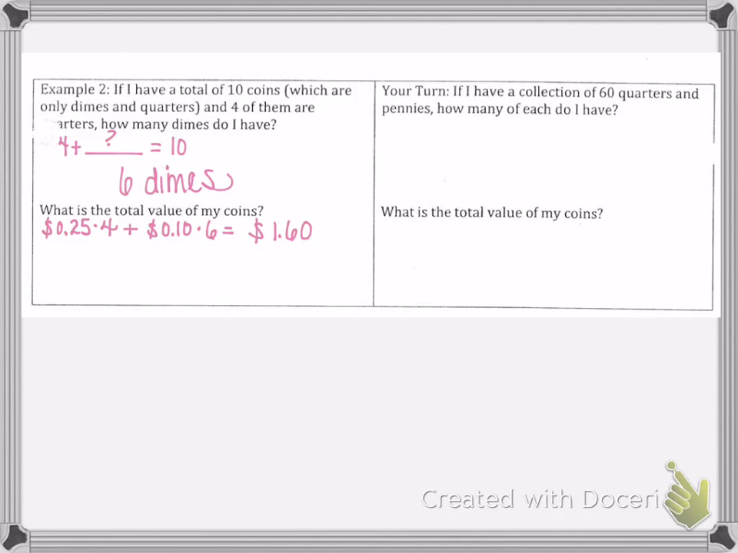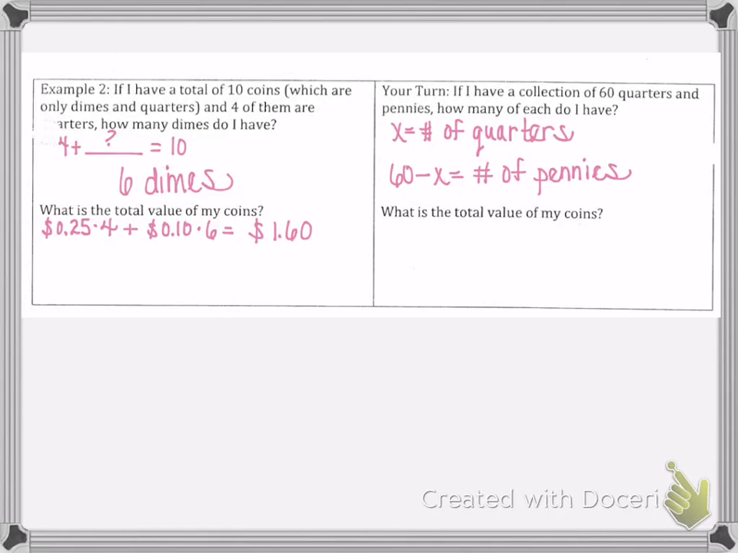Try the your turn. If you have a collection of 60 quarters and pennies, how many of each do I have? So if I make X my number of quarters, that means to find my number of pennies, I've got to take the total number of coins, which is 60, minus what I already have, which was the number of quarters.